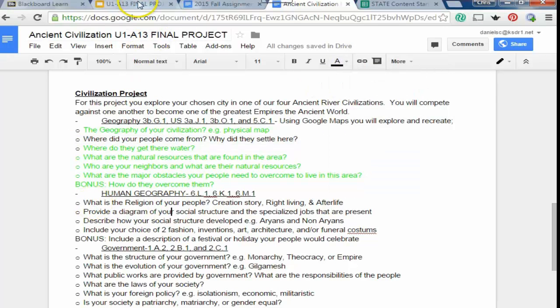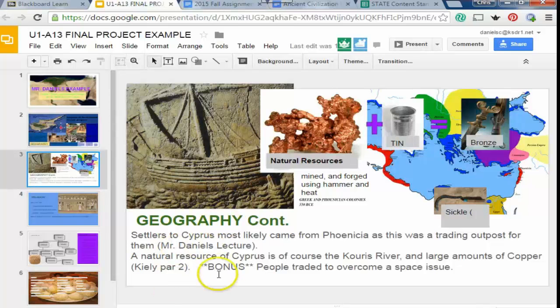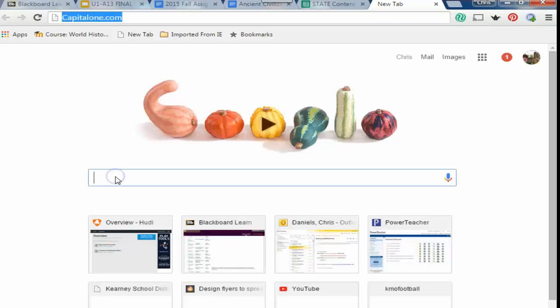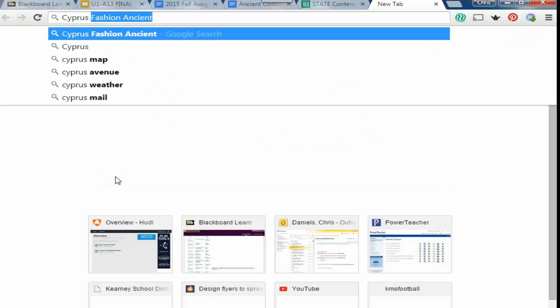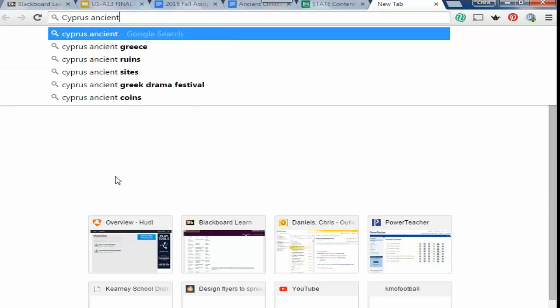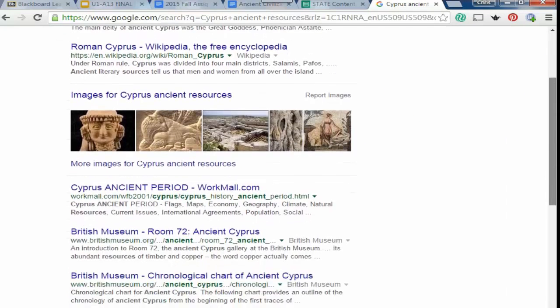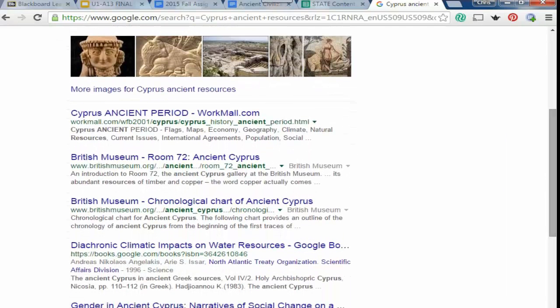All right, so let's talk about how we got the information down here for the geography. What we want to do then is jump over here. For a lot of this stuff, it's known information. Not a lot changes a whole lot. Keyword search: Cyprus, ancient, and resources. For this assignment, Wikipedia is not bad, but I tried to work away from Wikipedia, and what I came up with was the British Museum.